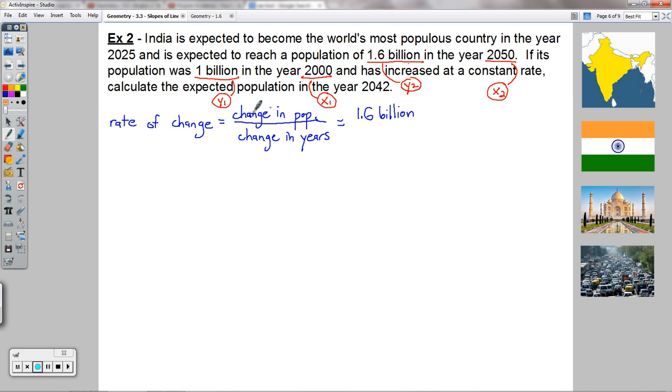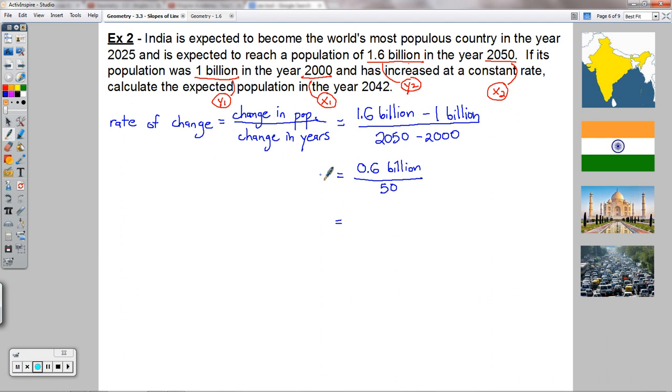We have y2 minus y1, so 1.6 billion minus 1 billion, over x2 minus x1, 2050 minus 2000. This is going to give me the rate of change. If I subtract those two numbers, I would have 0.6 billion over 50.